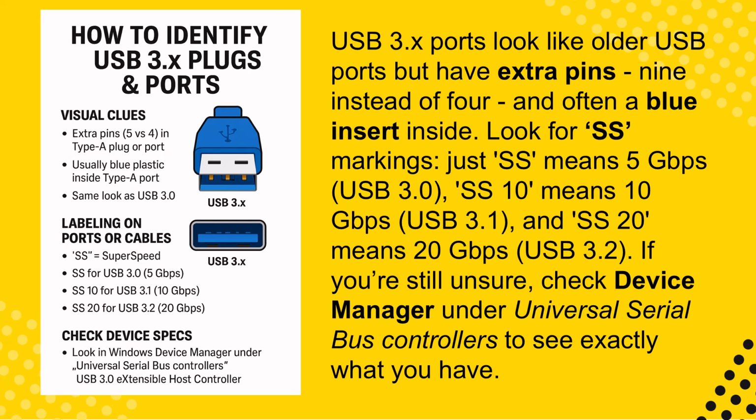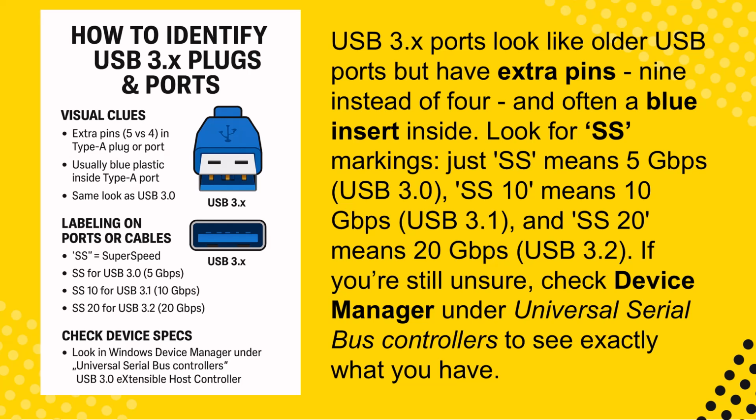Next, labeling. Many USB 3.x ports and cables are marked with SS, which stands for super speed. If you see just SS, that's typically USB 3.0 at 5 gigabits per second. SS10 indicates USB 3.1 with speeds up to 10 gigabits, and SS20 means USB 3.2 at 20 gigabits.